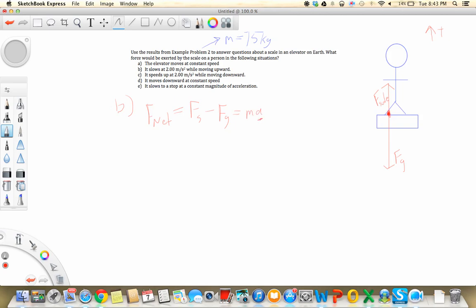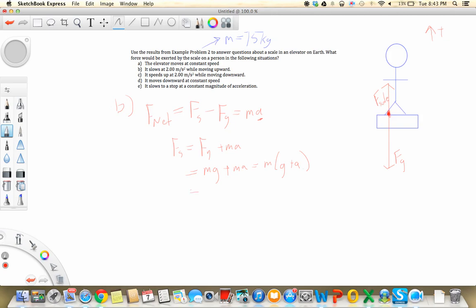Now we have an acceleration. So our goal is to solve for the force on the scale, so add force of gravity to both sides, plus mass times acceleration. Here your force due to gravity, always, always, always, is your mass times your gravitational constant. And I personally like to put things in factored form. You don't have to though. But that's going to be mass times the gravitational constant plus the acceleration.